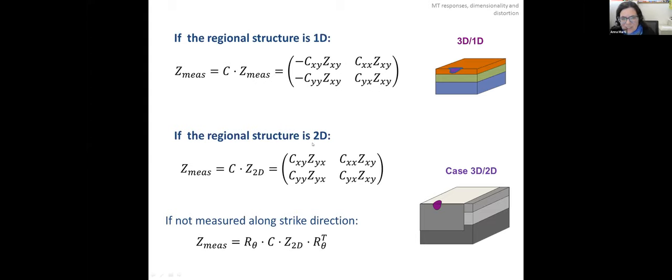Then if the regional structure is 2D, in a similar way, it multiplies the components. Sorry, in the first case, all the components will have the same phases. In 2D, the first column will have one phase and the other a different phase. In both cases, we will call these types of structures 3D over 1D or 3D over 2D. And again, if we don't make our measurements along the strike direction, this will be affected by a rotation.